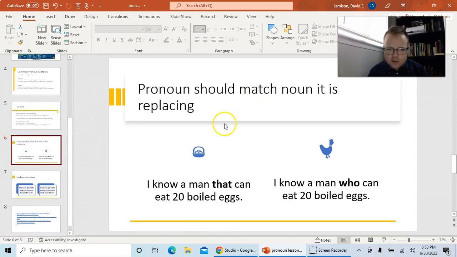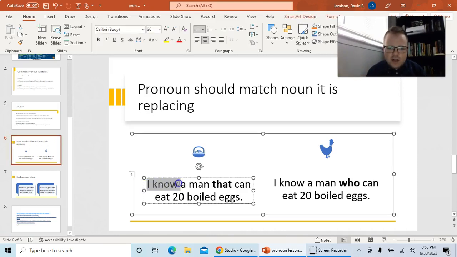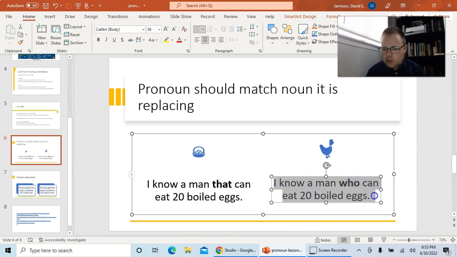Okay, next one here. Pronouns should match the noun that they replace. And so, in this case, whether you're replacing an object or a person, you need to make sure that you're matching that. This is one that I actually screw up quite a lot. I know a man that can eat 20 boiled eggs. So, in this case, we're talking about a man. A man is a person. You don't want to say that as a replacement for a man. So, instead we're going to say, I know a man who can eat 20 boiled eggs.